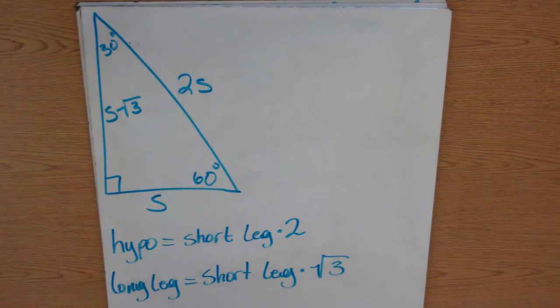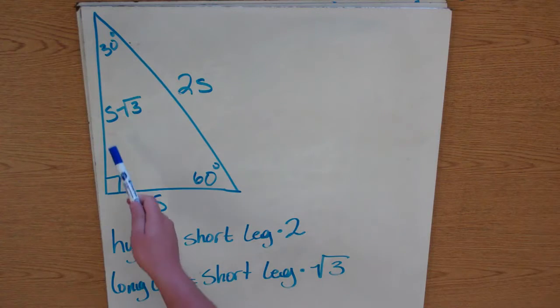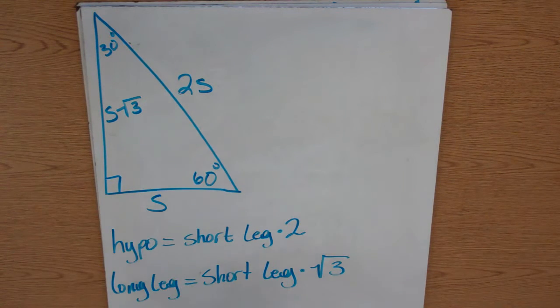That is 2 times S. And then the third side, which is across from the 60-degree angle, is S times the square root of 3. So your hypotenuse is your short leg times 2, and your long leg is your short leg times the square root of 3.